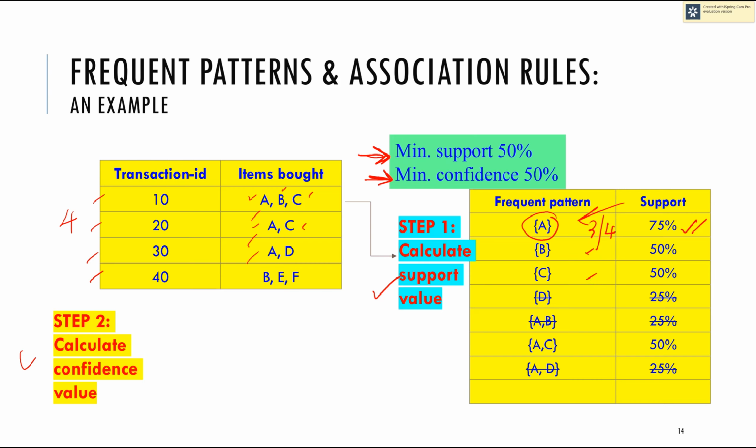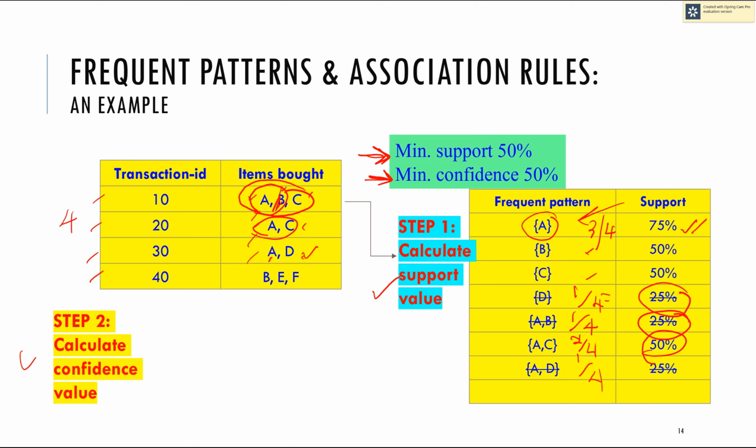The same goes for B and C. What about D here? D would be 1 over 4, which is equal to 25%. And what about A and B? How many times do they occur together? A, B, only once, meaning it will be 1 over 4, 25%. What about A and C? A and C together, 2 over 4, so you get 50% here. What about A and D? A, D is just 1 over 4.